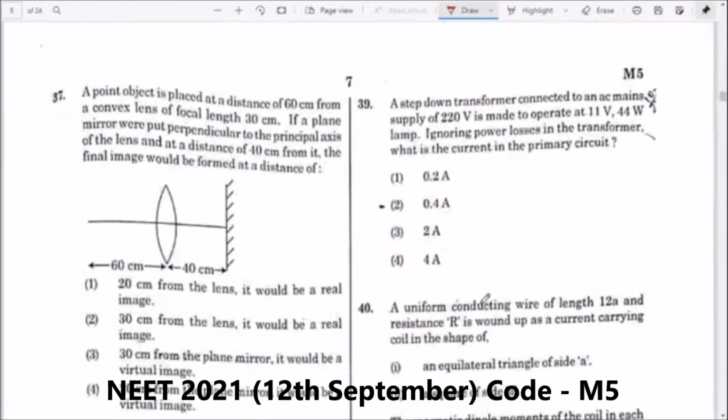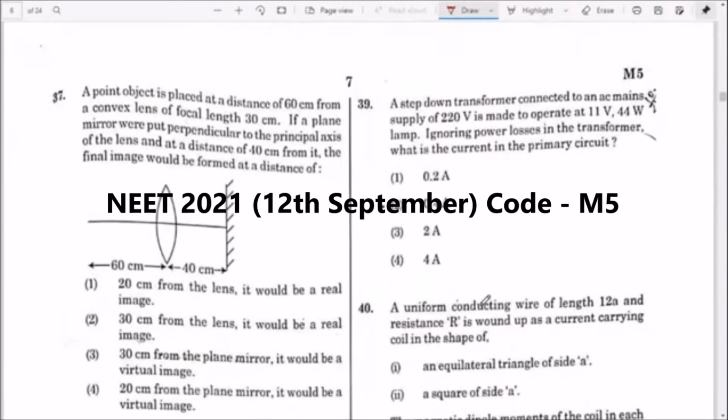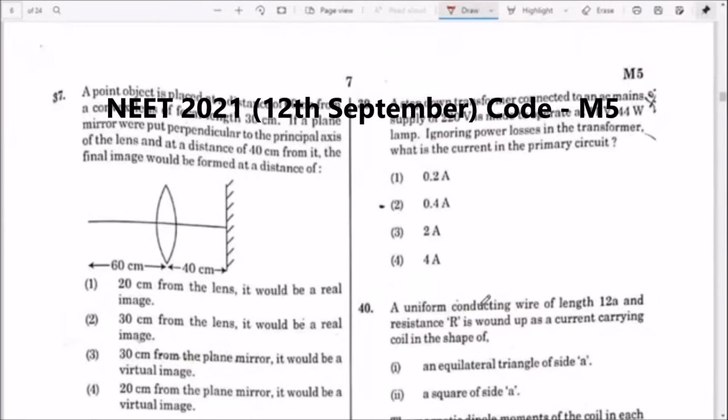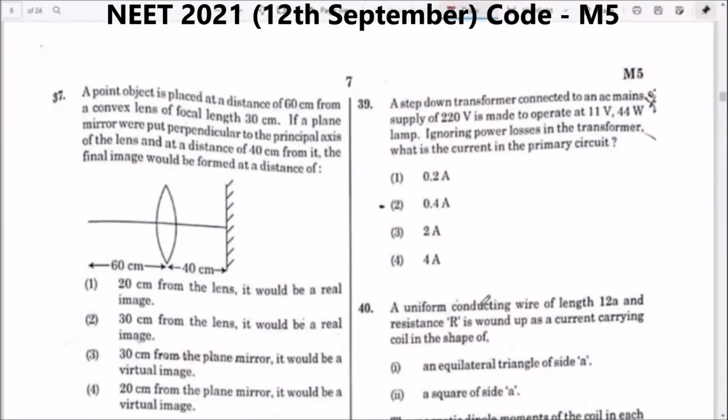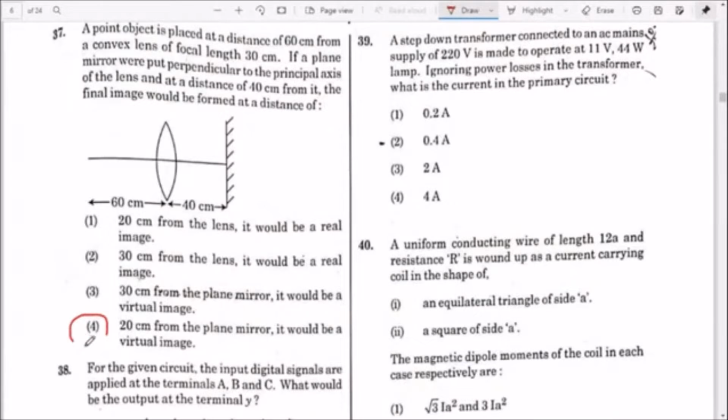Next, question number 37. A point object is placed at a distance of 60 centimeters from a convex lens of focal length 30 centimeters. If a plane mirror were put perpendicular to the principal axis of the lens and at a distance of 40 centimeters from it, the final image would be formed at a distance of 20 centimeters from the plane mirror. It would be a virtual image. Option number 4 is the correct option, students.